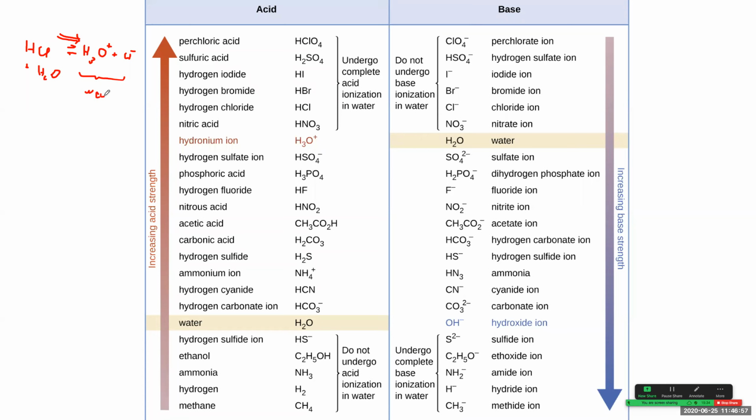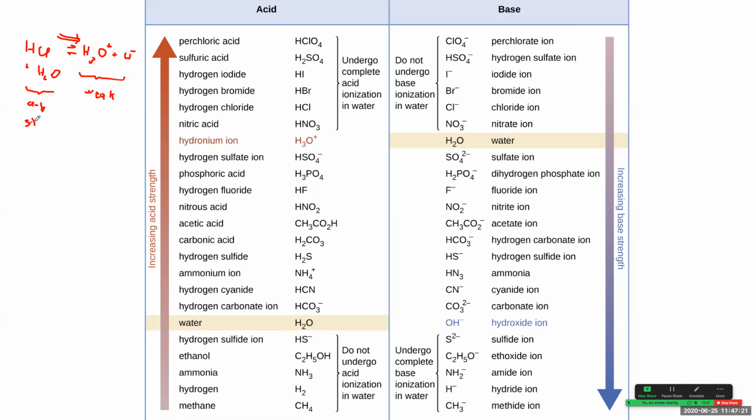These are the weak. This is the weak side. So in this equilibrium, the conjugate acid and the conjugate base are weaker than the acid and the base on this side. So this is the acid base side, and this is the stronger side in this equilibrium.